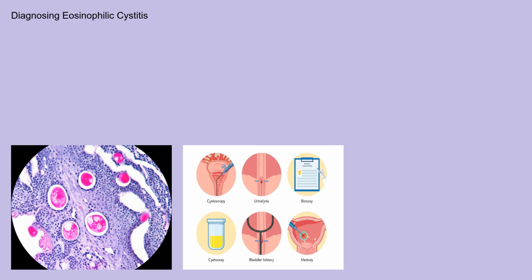Diagnosing eosinophilic cystitis requires a thorough evaluation, including a detailed medical history and physical examination. Urinalysis is typically performed to check for blood or infection. Cystoscopy, a procedure where a thin, flexible tube with a camera is inserted into the bladder, is essential for visualizing the bladder lining and obtaining biopsies. The biopsy samples are then examined under a microscope to confirm the presence of eosinophils in the bladder wall. Ruling out other conditions, such as bladder cancer or infection, is also crucial in the diagnostic process.